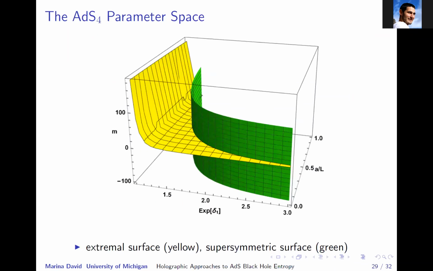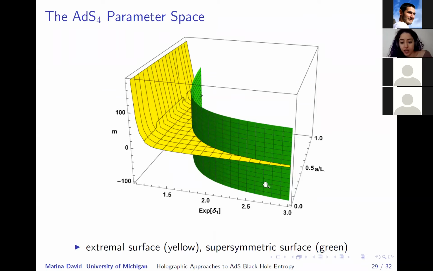And again, I'll show you a plot similar to the one I showed for AdS5, but this one is for AdS4. A here is the rotation, and delta 1 is the parameter corresponding to the charge. The yellow surface is the extremal surface, and the green one is the supersymmetric surface. What's interesting in this case is that because of the way they look, we can have a supersymmetric solution on this surface here that is also non-extremal. Whereas in the other case, the parameter space gave us a different result.